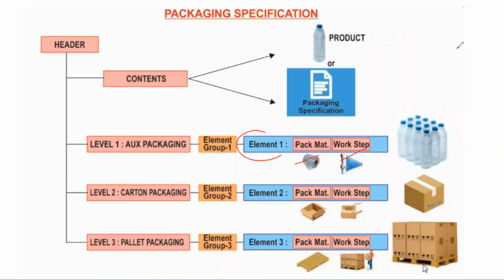So this element, we are going to assign to the levels. But the element cannot be assigned directly to the levels, so we're going to use the element group in between. This is a must. Element group we have to use in between, because the element cannot be assigned directly to the levels. That is why we use the element group. So what is this element all about? I said this is nothing but the packaging material with the work step. I'll just write it here.